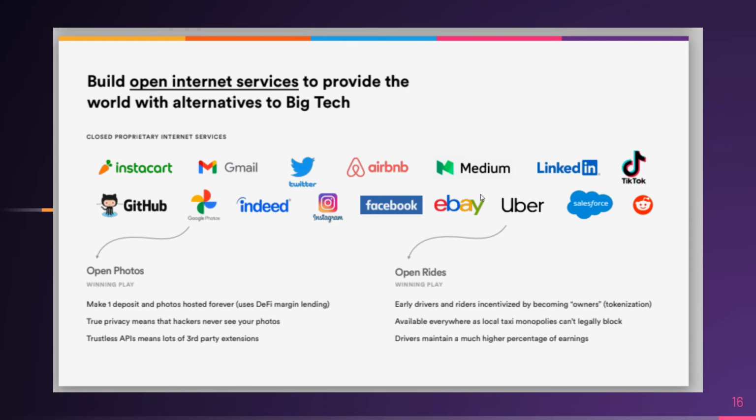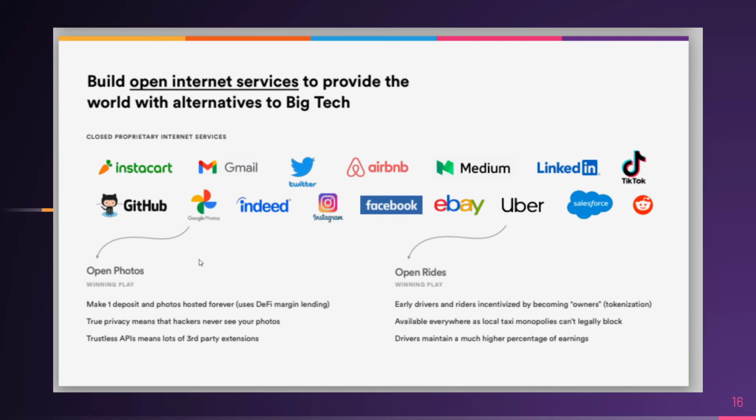So this is the main objective for the Internet Computer: build open internet services to provide the world with alternatives to the big tech that we're using in our day-to-day lives right now. So as you guys can see, Instacart, Gmail, Twitter, Airbnb, TikTok, Instagram, Facebook, eBay, all these big competitors that ICP is technically going up against.